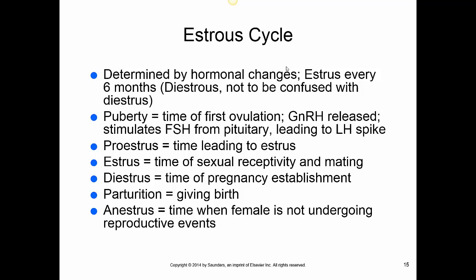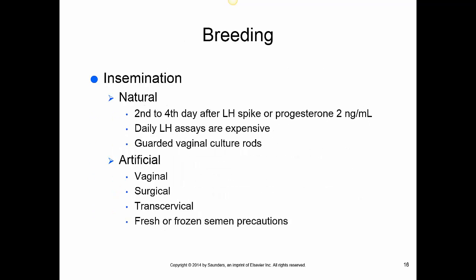Parturition or whelping is when we give birth. And then dogs actually go back into anestrus, and it's usually going to last a while after that. Their cycles are about every 6 months, like I said. So they're going to go about 3 or 4 months where they're not going to have any follicular activity or come into heat whatsoever. And so this is the way that the dog's normal estrus cycle works.